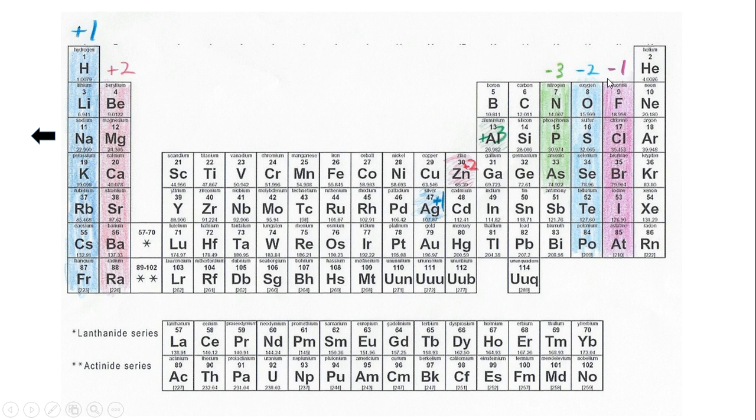On the negative side, everything here, which is almost a noble gas, fluorine, chlorine, bromine, iodine, gain 1 electron to become like a noble gas. Things here gain 2, things here gain 3.